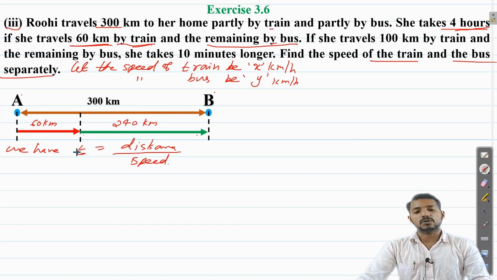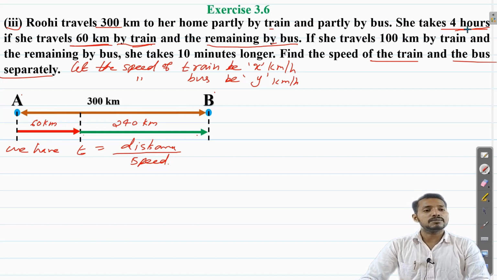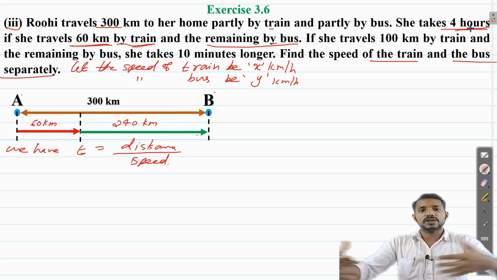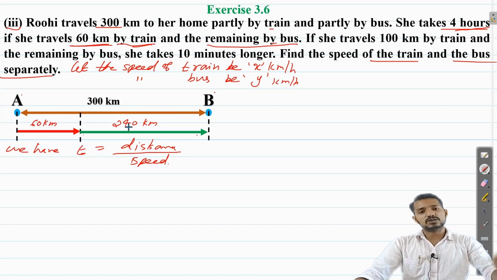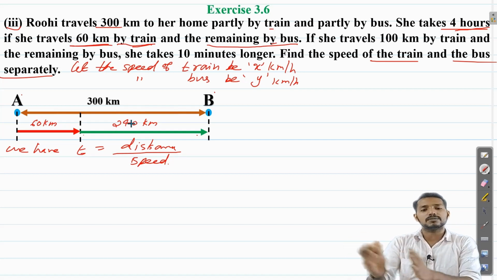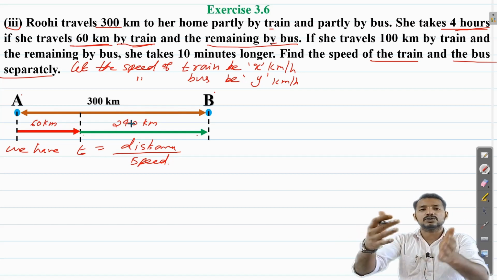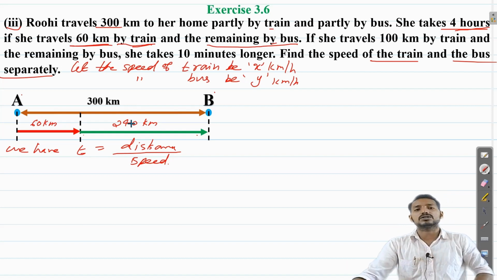Distance divided by speed. Why have we taken this form? Because if we write in terms of speed, we cannot join this situation, because the speed of train and speed of bus are given separately, but the time is given together. So we can make a single equation from that. According to the situation, you have to choose time is equal to distance by speed or speed is equal to distance by time. It depends on the situation.